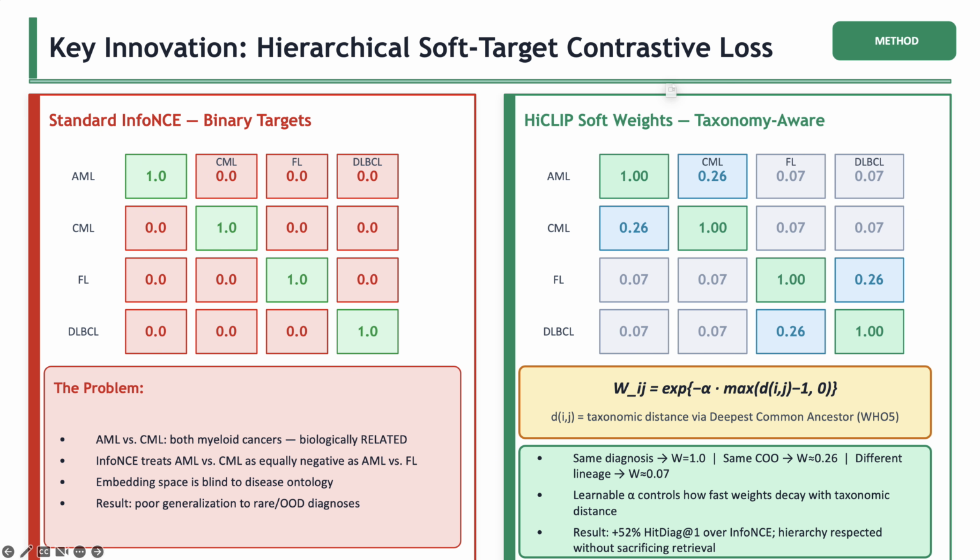The key insight is, instead of binary targets, match or no match, we have soft targets derived from the WHO hierarchy. The loss function literally encodes biological knowledge about disease relatedness. So the result is a 52% improvement in diagnosis level hit rate over standard InfoNCE. The hierarchy is real, the biology is real, and encoding it helps enormously.